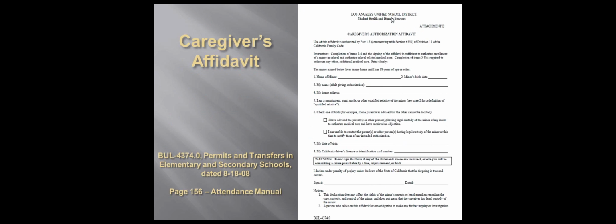In the absence of a parent or legal guardian, we must not delay enrollment. If the student is not living with the parent or legal guardian and guardianship has not been established by the court, you should provide the adult who is enrolling the student with a caregiver's affidavit found on page 156 of the attendance manual. Make sure to take a copy of the identification provided and keep it with the enrollment documents.